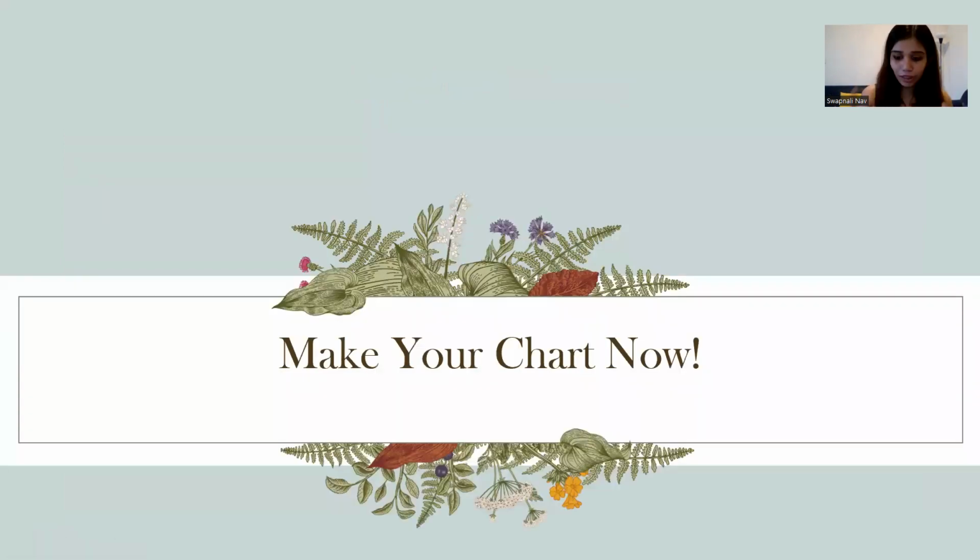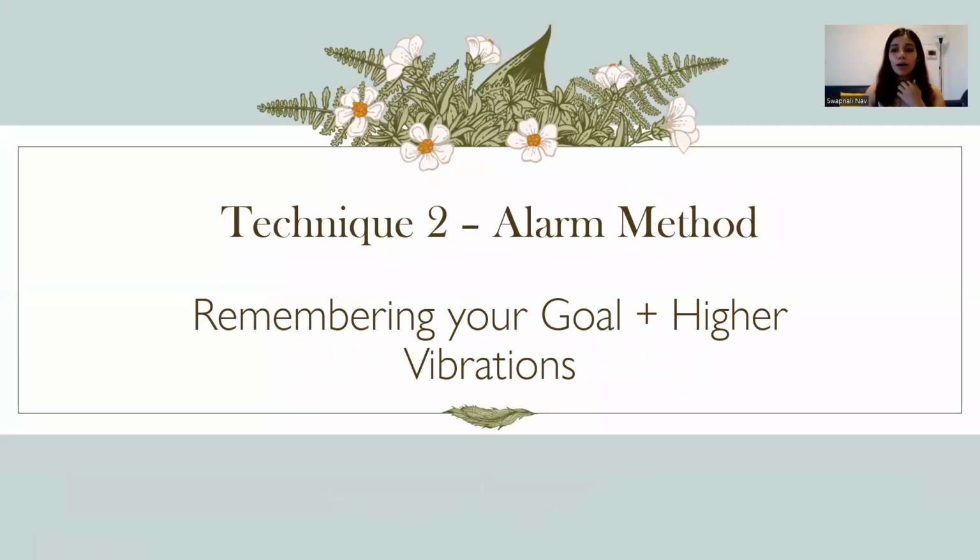Okay, so now that your chart is done, we are going to move on to our technique number 2. Now, this technique, I'm sure you all have not seen anywhere else. This is known as the alarm method technique. What is this technique for? This technique is so that you remember your goal, whatever your goal is: weight loss, money, house, promotion, whatever your goal is. This alarm method is going to help you to remember your goal. And along with that, it is also going to make sure that your vibrations are always high, right?